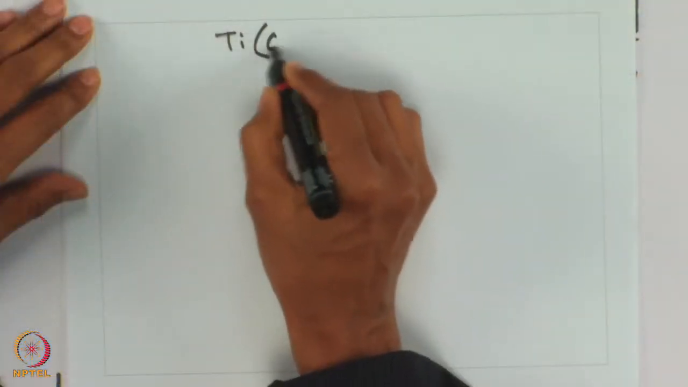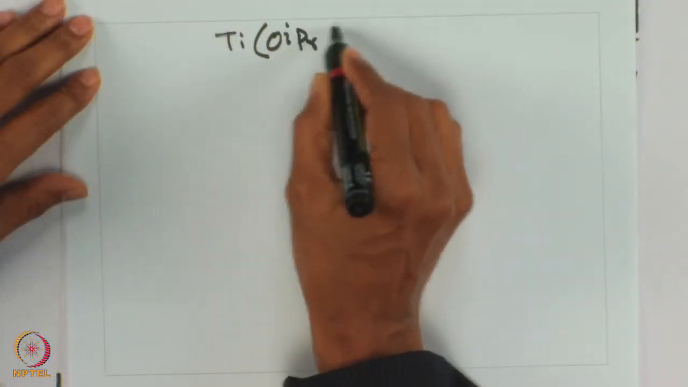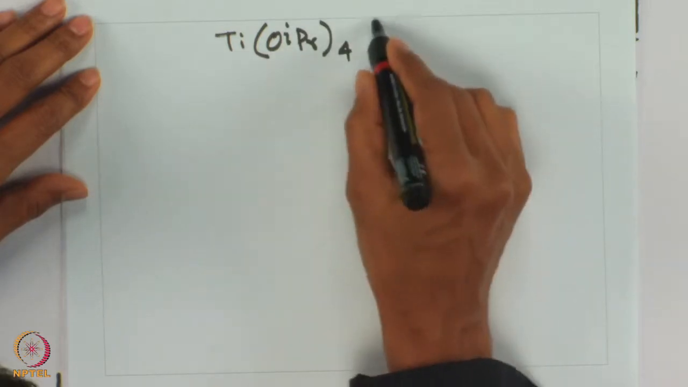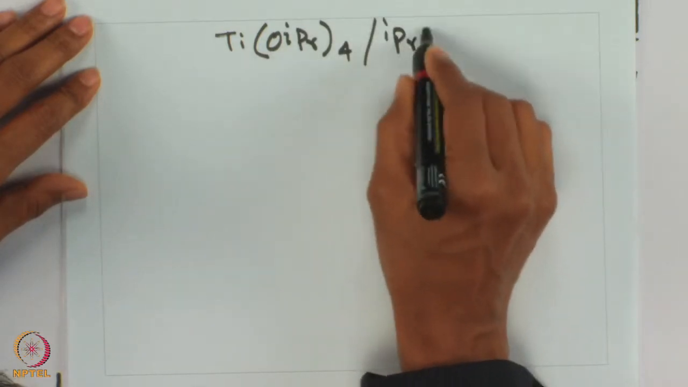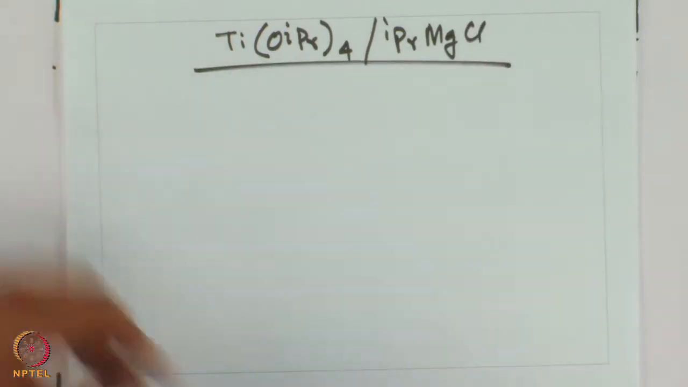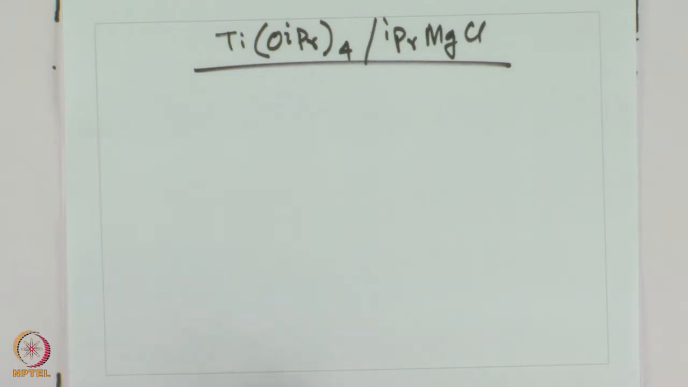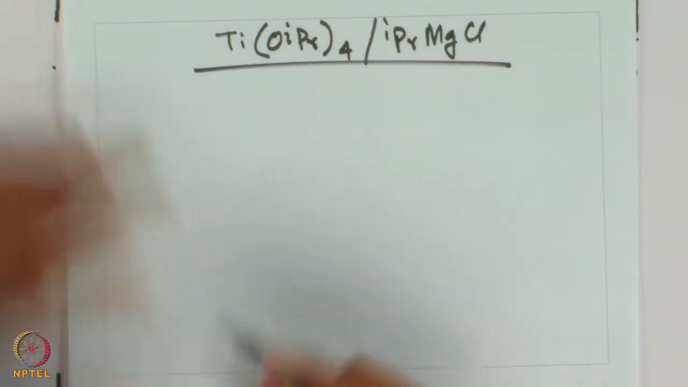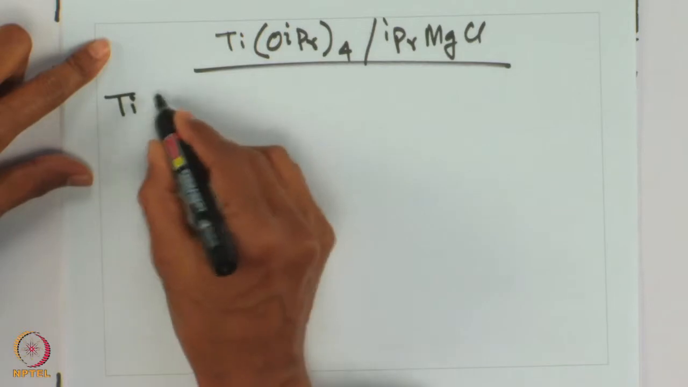So, we will be discussing the combination of titanium isopropoxide and the Grignard reagent to give the diisopropoxide titanium reagent. So, we will be discussing titanium tetraisopropoxide and then isopropyl magnesium halide, for example, as reagents for generating different titanium reagents which can be utilized for further organic transformation.